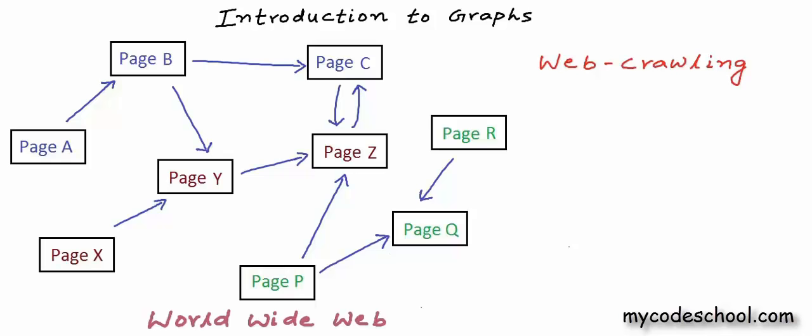Now, even though in this context we are using a nice and heavy term like web crawling, it is basically graph traversal, or in simpler words, the act of visiting all nodes in a graph. And no prizes for guessing that there are standard algorithms for graph traversal. We'll be studying graph traversal algorithms in later lessons. Okay, now the next thing that I want to talk about is the concept of a weighted graph.